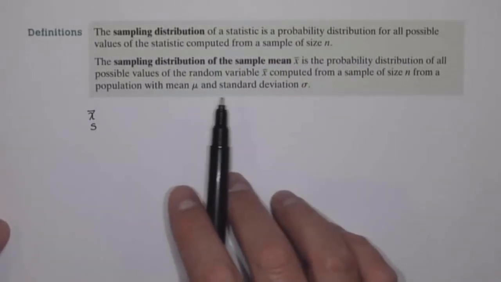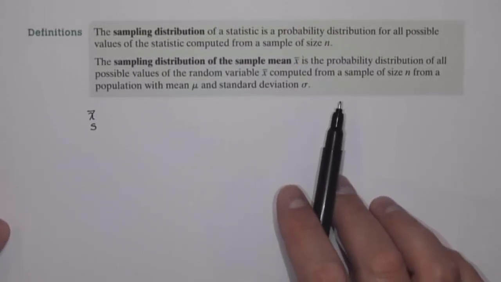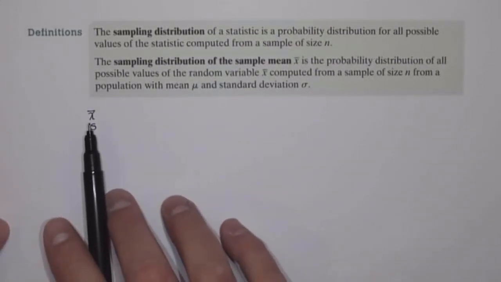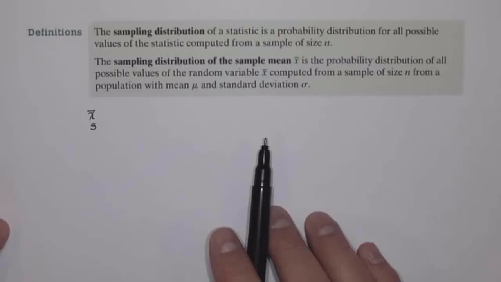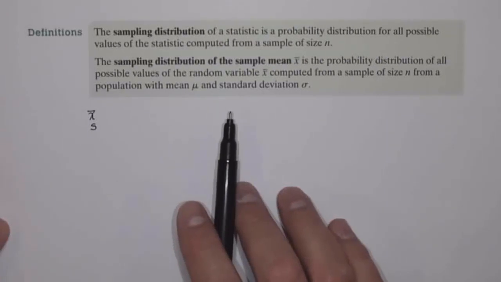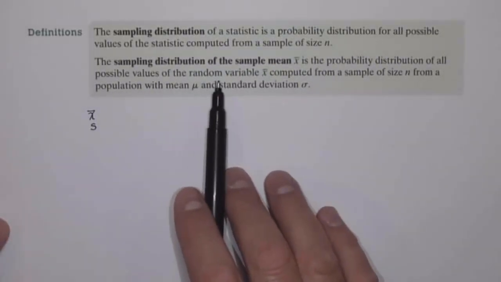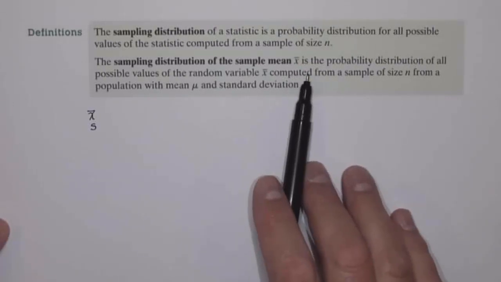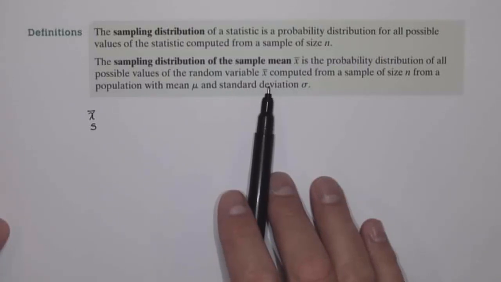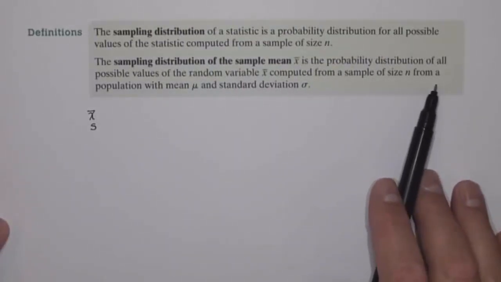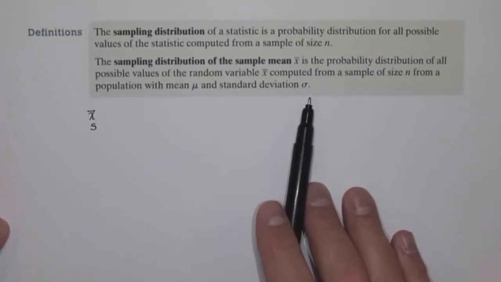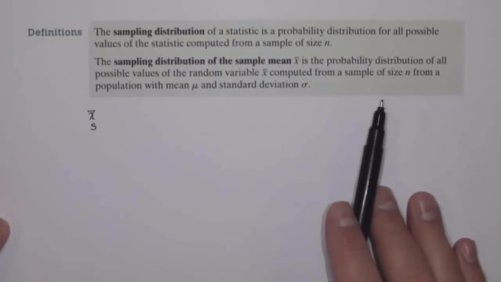So we're going to look at actually two different types of sampling distributions. In this section, we're going to look at sampling distributions of the sample mean X bar, and in the next section, we're going to look at sampling distributions of a sample proportion, which we're going to call p hat. So the sampling distribution of the sample mean X bar is the probability distribution of all possible values of the random variable X bar computed from a sample of size n from a population with a mean mu and a standard deviation sigma. So what exactly does this mean?